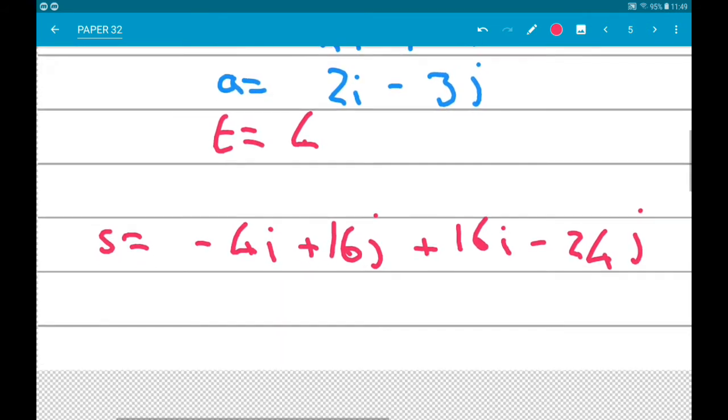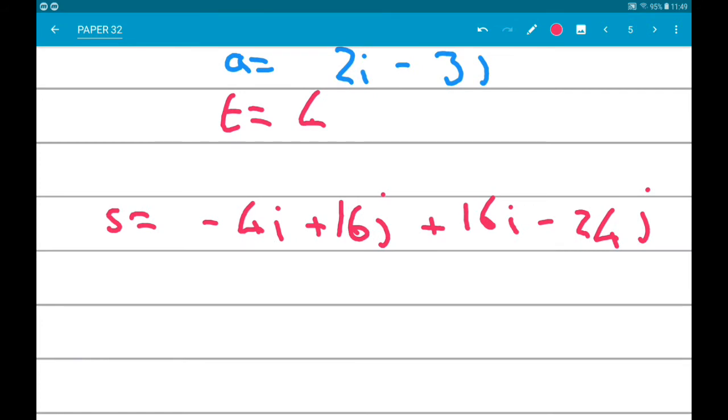So, altogether, we have 12i, and then minus 8j. Alright, so that tells us how to get from A to B.